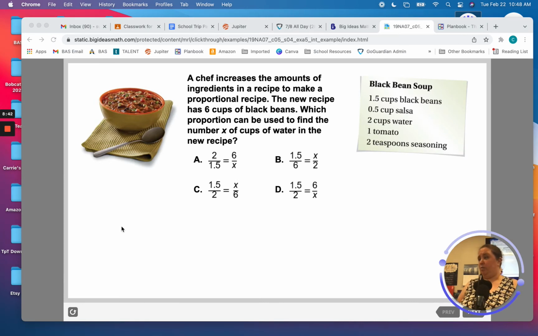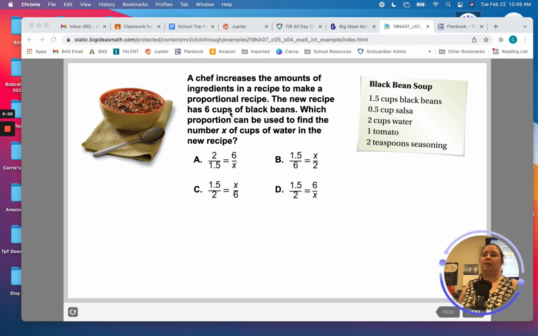Example 5. Okay. A chef increases the amount of ingredients in a recipe to make a proportional recipe. The new recipe has 6 cups of black beans. Which proportions can be used to find the number x of cups of water in the new recipe? Whew, that was a mouthful.